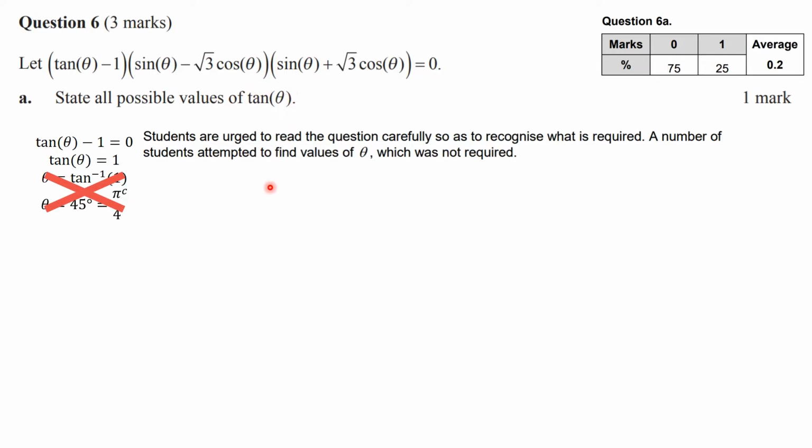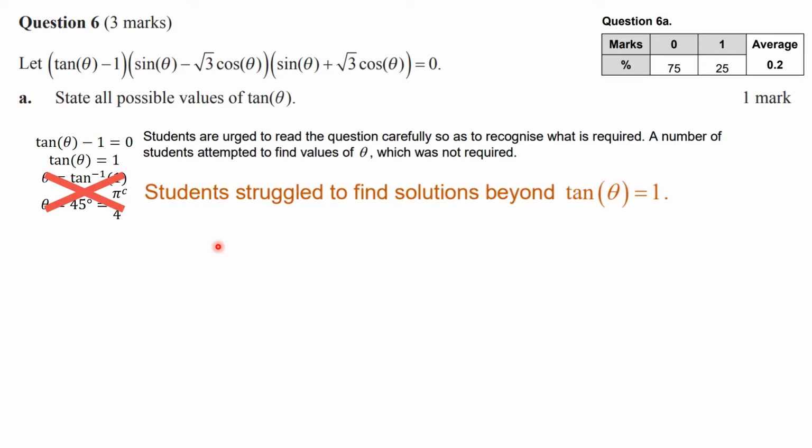Tan theta, right? So if you got tan theta equals 1, congratulations. That is correct. Don't give yourself a mark if you stop there. If you stopped here, give yourself 0 marks because students struggle to find solutions beyond tan theta equals 1. There's more solutions here. You're missing out on 2 of them. The question is not complete. It asks for all possible values, not just 1. How do we get those other 2?